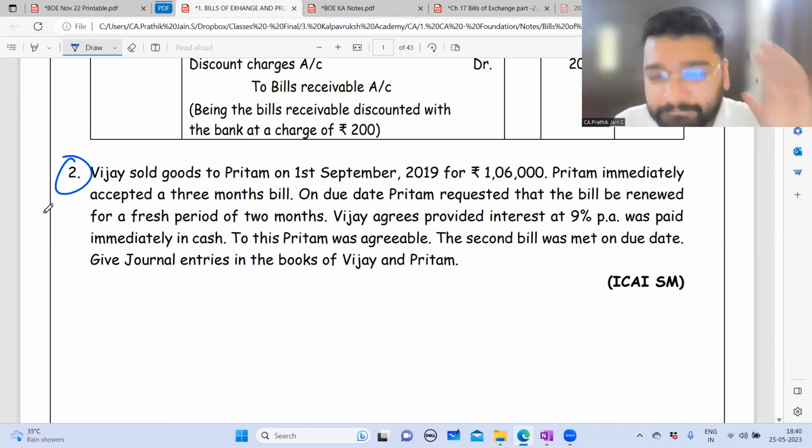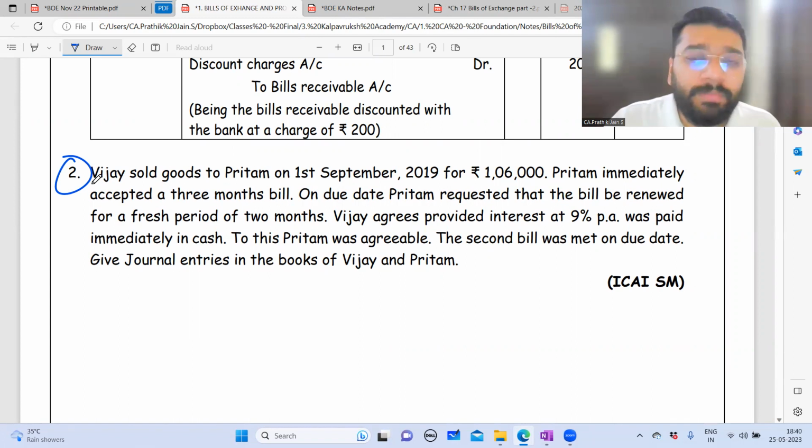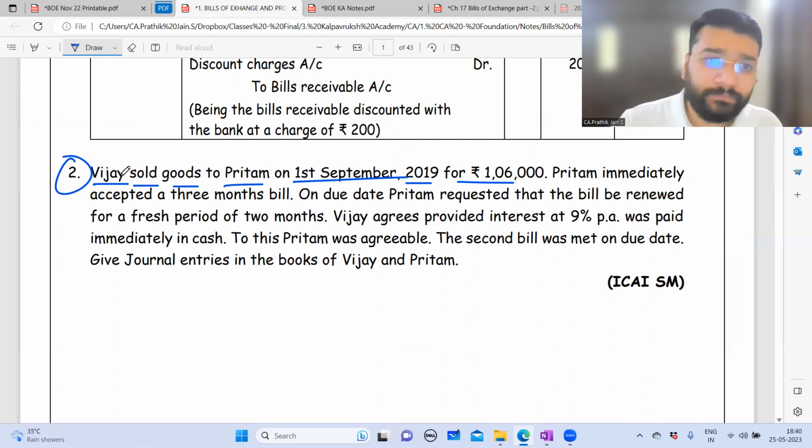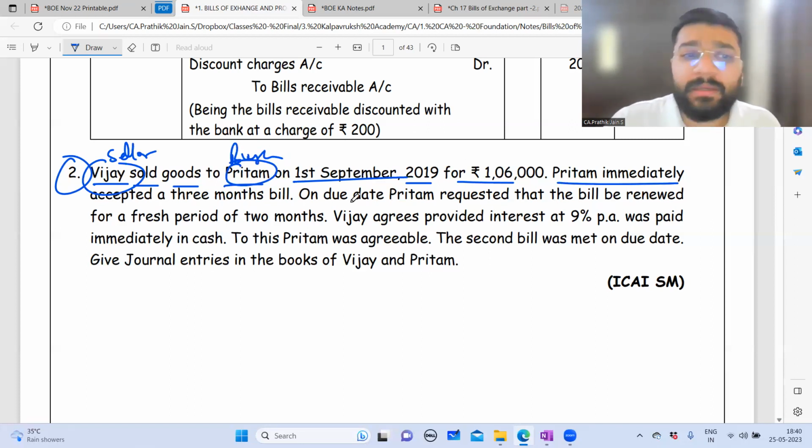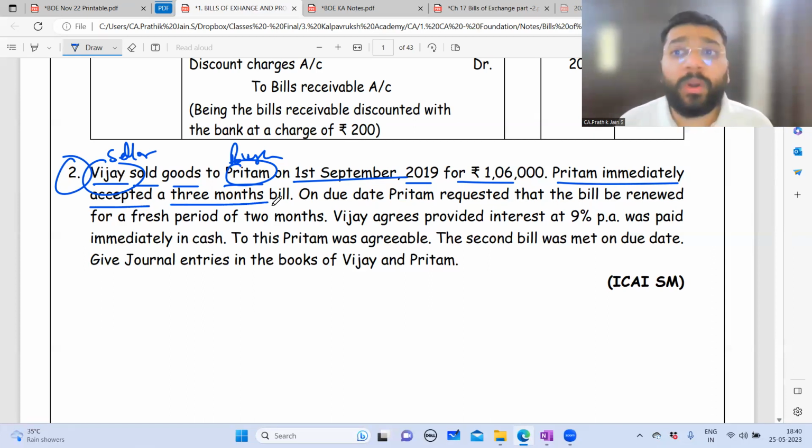Yes, sir. So please take the second question of your ICA study module. It says that Vijay sold goods to Preetham on 1st September 2019 for 1,06,000 rupees. So who's the seller? Who's the buyer? Vijay is the seller. Preetham is the buyer. Preetham immediately accepted a 3-month bill. So what is the credit period of the bill? 3 months. Okay, what is the term of the bill? After date. Since nothing is mentioned, after date.